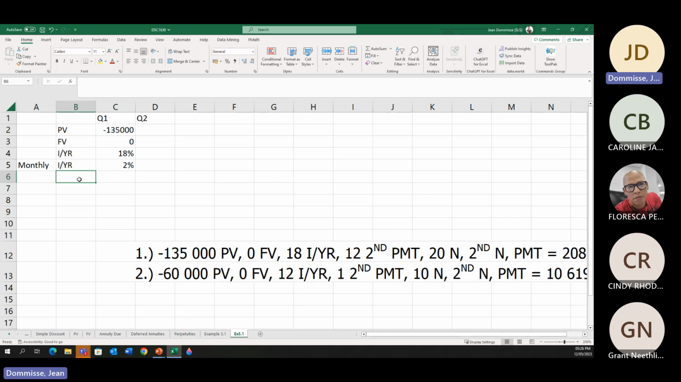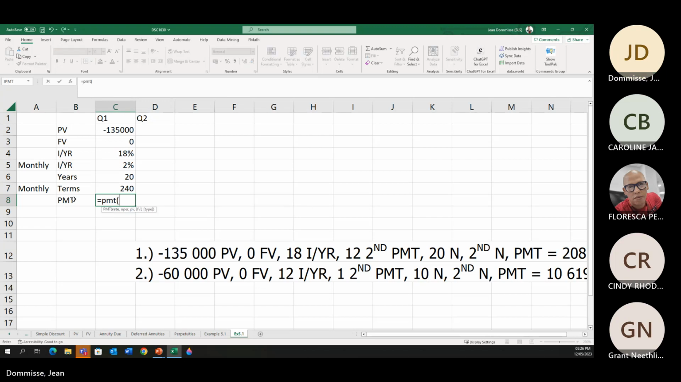Then the term is the number of years, which is 20, but because it is again for 20 years in months, we need to multiply it by 12. So 20 times 12 gives you the monthly terms. And then the last thing again we will work out is what is your payments per month.